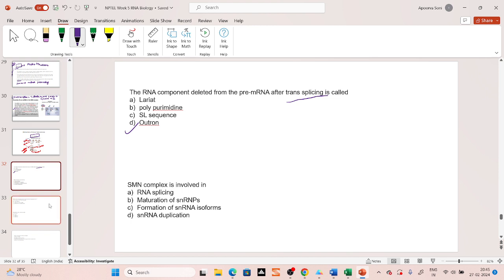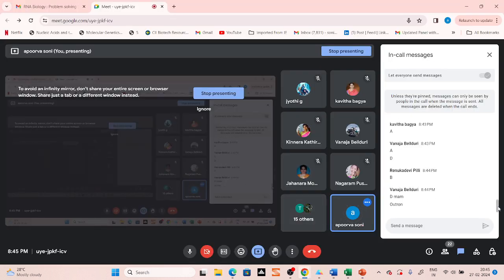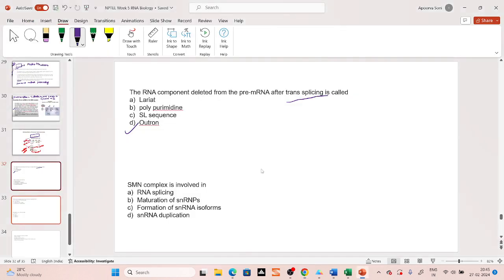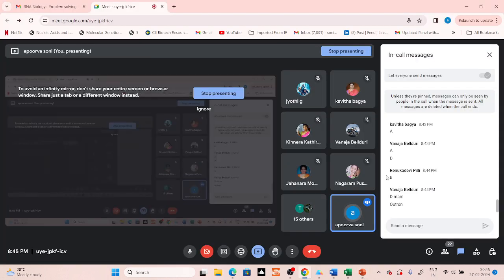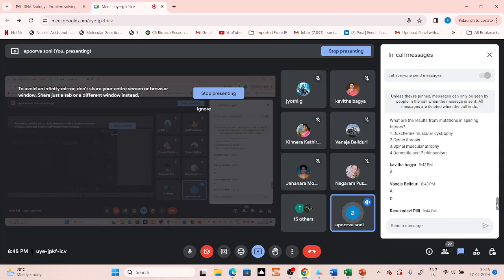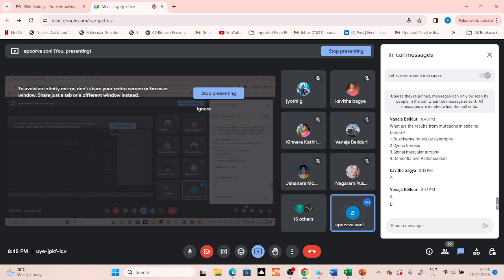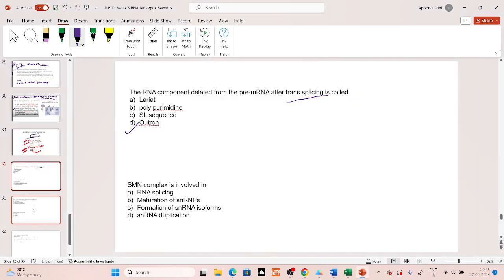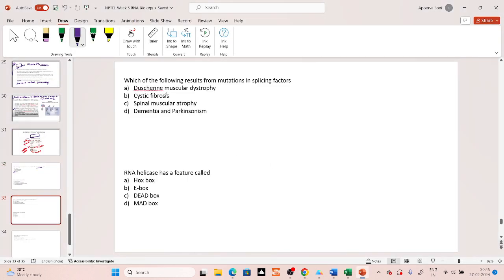But the question that you have raised, you are saying about outron. Okay, that is outron, D. That is correct. Now, you have put up a question: what results from mutation in splicing factors? So, we'll come to that question. Yes, this question I have included.